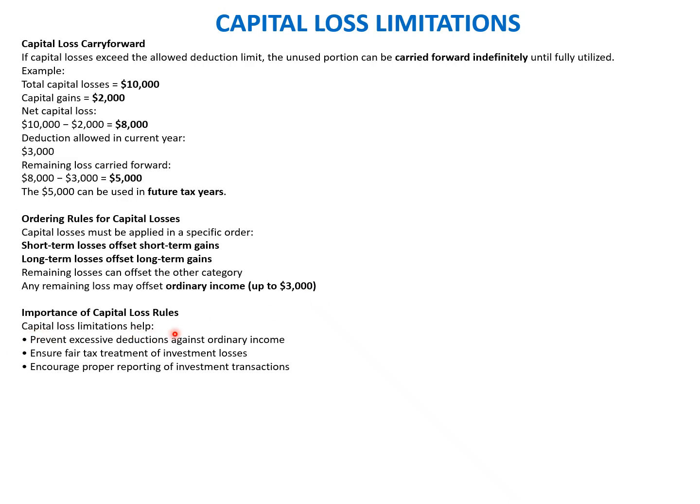The importance of the capital loss rule is that the limitation helps to prevent excessive reduction of ordinary income, ensures fair tax treatment, and encourages proper reporting of investment transactions. This is very, very important in how capital losses are adjusted. So we'll move to the next slide.